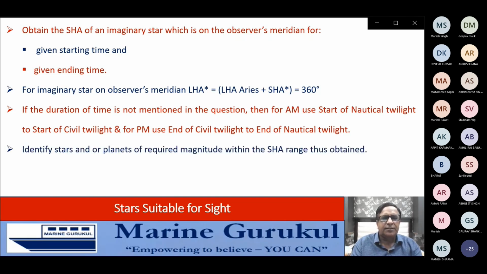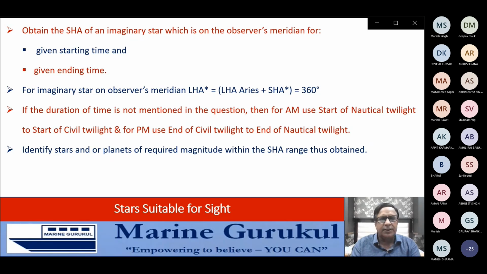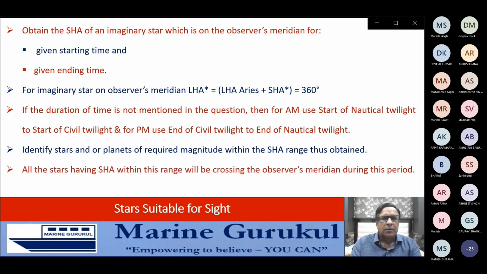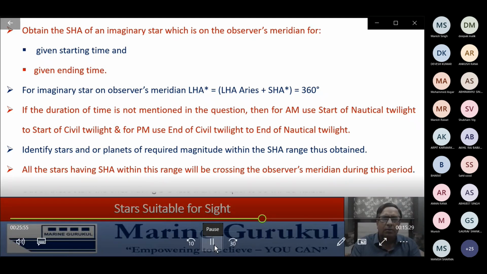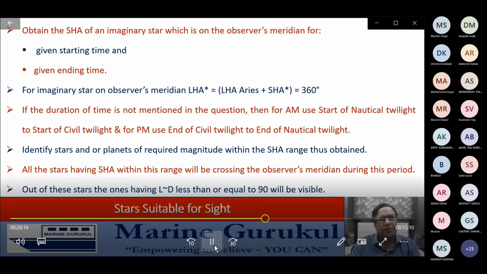We can identify the stars and planets within the SHA range thus obtained, corresponding to the magnitude of stars and planets that is given in the question. Now, all the stars within this range shall be crossing the observer's meridian during the given interval. Whether they shall be visible or not, or whether they shall be suitable for taking sight or not, or whether they shall be suitable for ex-meridian observation or not, once we get a comprehensive list of all the stars and planets, we can do the further analysis depending on whatever may be expected of us in that particular situation or particular question.